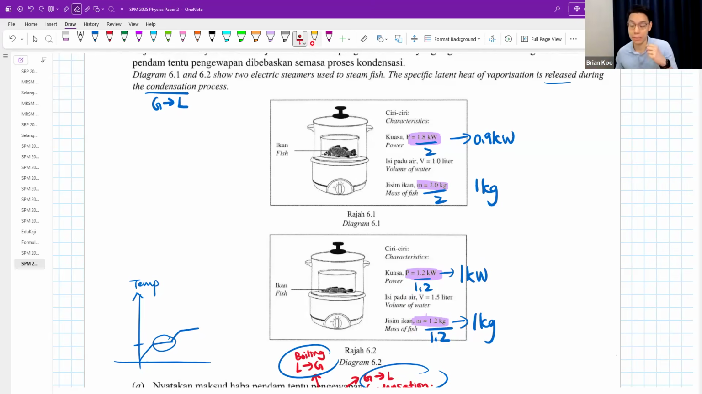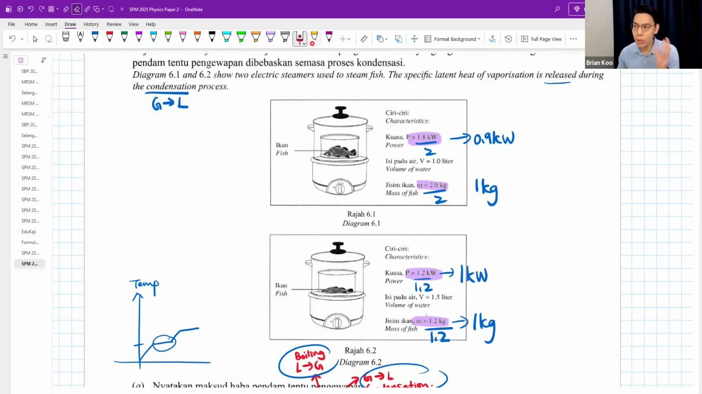Because if I make 1 kg of fish only, 1 kg of fish is getting more heat. Every kg will get 1 kilowatt, for example. This one, every kg will only get 0.9 kilowatt of power. Yeah, and also more water means more steam. More steam, by right, should cook faster. Okay, so I would say 6.2.